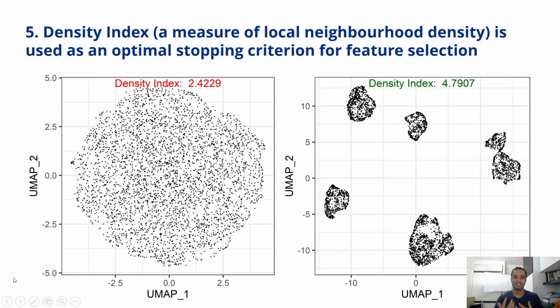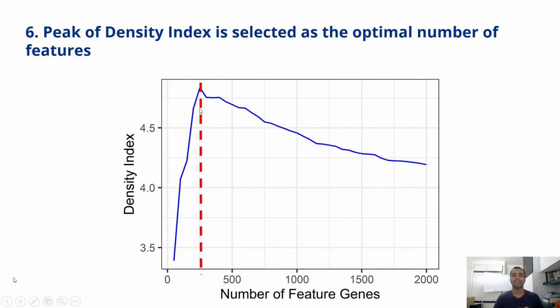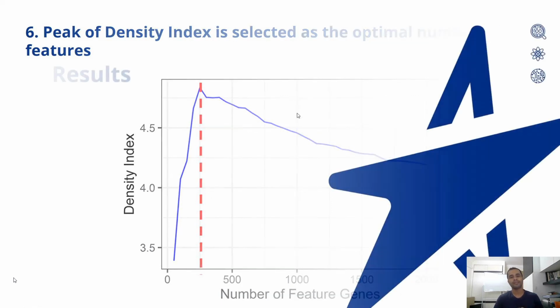So we leveraged this and quantified it to develop the density index, which is a measure of local neighborhood density, and use that as a stopping criterion for feature selection. The peak of density index, that is the number of feature genes for which density index is the highest, is selected as the optimal number of feature genes.